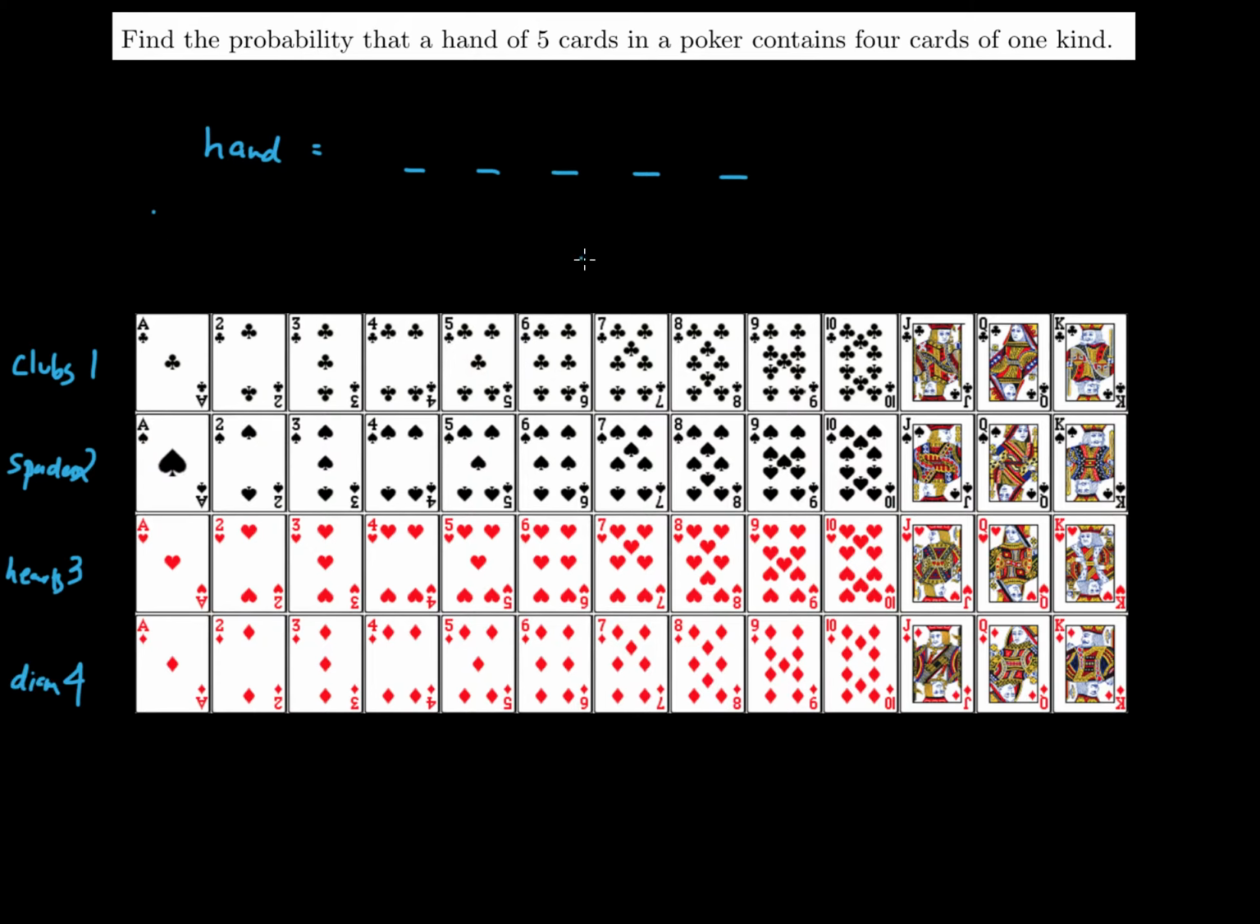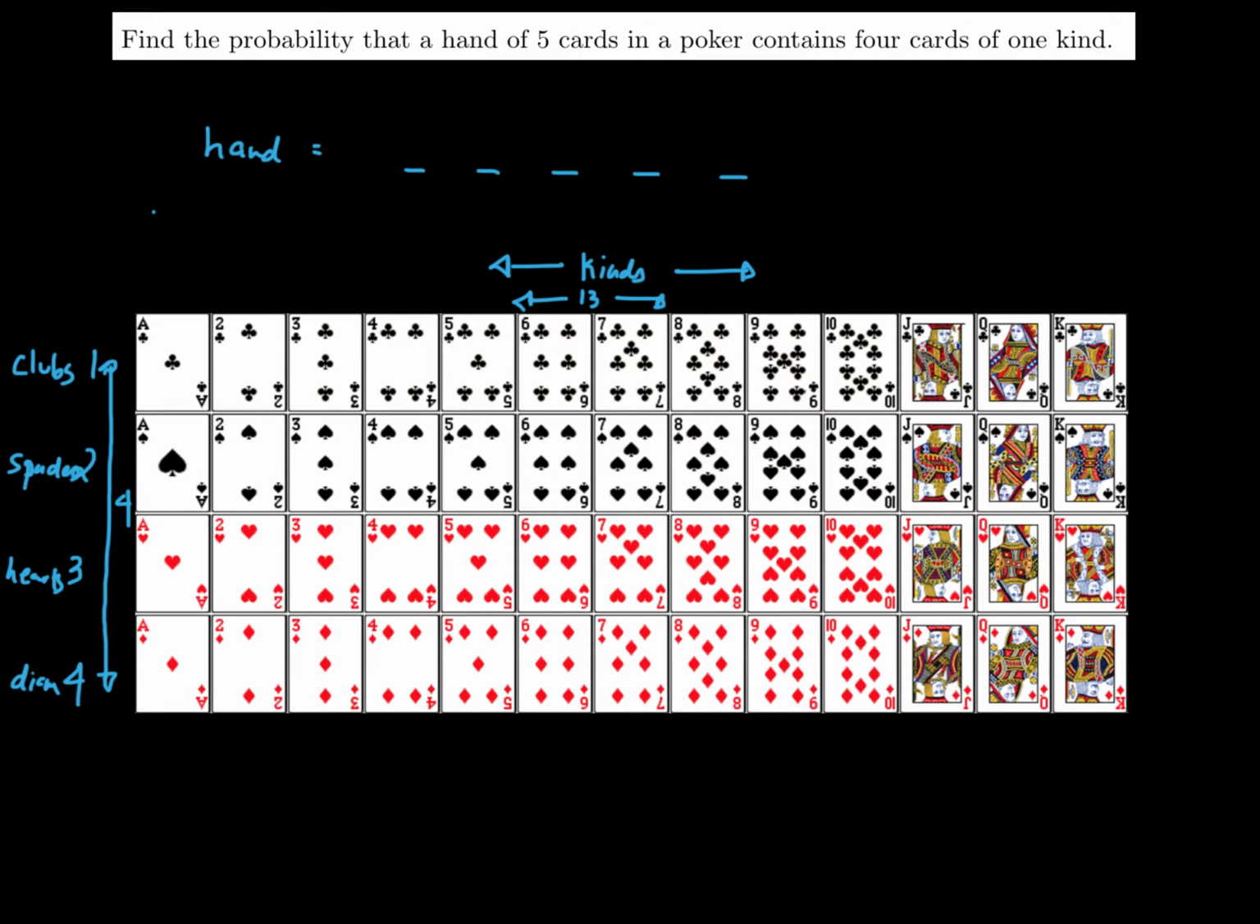And then this over here, these are actually called kinds. So the columns over here are called kinds, and I've got a total of 13 different kinds here. And a total of 4 rows over here, which makes up my suits. These are my four different suits. Now find the probability that a hand of 5 cards in a poker contains 4 cards of one kind.